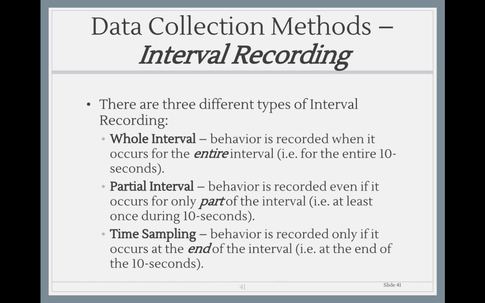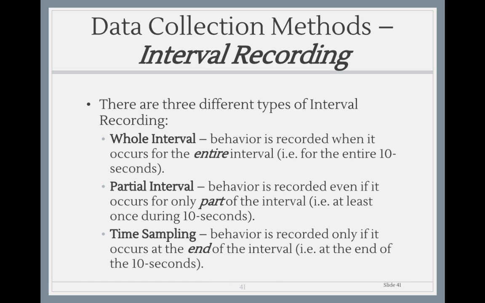Partial interval is where the behavior is recorded even if it occurs for only part of the interval. So for example, if you are observing a student to identify how many times they blurt out, partial interval may be a good way to look at that. A student may blurt out for 2 or 3 seconds of a 10-second interval. If you are using partial interval recording, you would count that blurting out even if it only occurred for part of the interval.